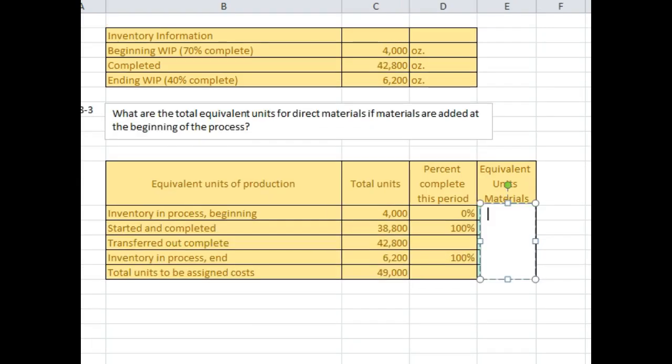Now this we're going to look at, we're working with the same information. And this one is kind of different because we're looking at materials. And the materials are added at the beginning of the process. So those 4,000 that were in process were totally done, as far as materials are concerned. They had to have other conversions done, but all the materials were in it. So when I'm looking at equivalent units for materials in this case, there were 0 because I already had all the materials in the last period.